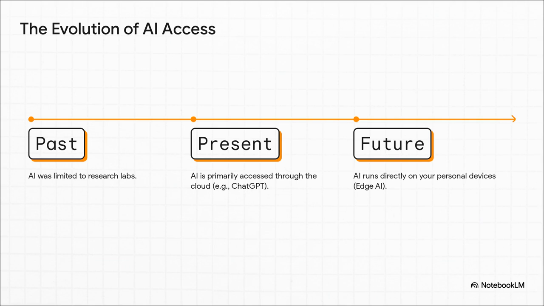You can really see the evolution happening. Not too long ago, AI was locked away in research labs. Right now, we're in the cloud era. We access things like ChatGPT through the internet. But the future seems to be AI running directly on our phones, our laptops, our devices. That's edge AI. It's about taking all that intelligence out of those giant, faraway data centers and putting it right in our hands. And GenSpark is one of the first to really push this idea.